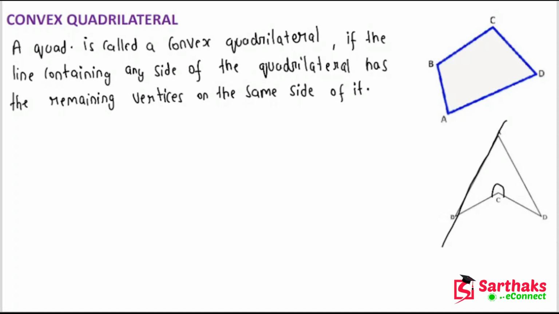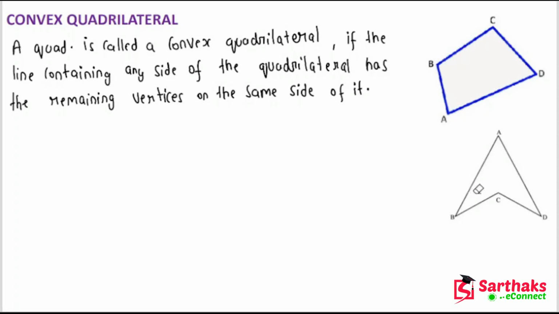But if I take the line BC, now this is the line containing the side BC, then you can see that D is lying on the left side, or you can say on the downside of this line, and the remaining vertex A is on the upside. That is, now the vertices are on the opposite side. Let me show you this for CD also. Suppose I take this line. Obviously this line is containing the side CD, but of the remaining vertices, A is on one side and B is on the other side. So the vertices are not on the same side.